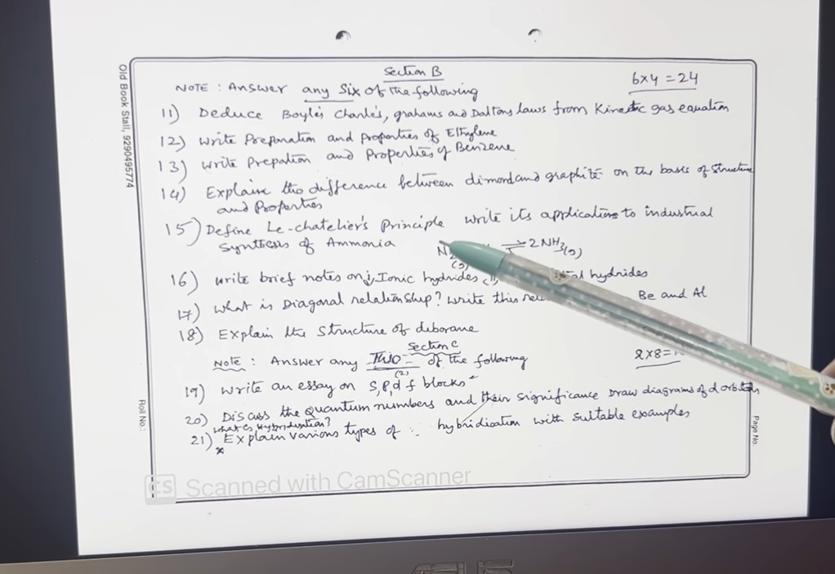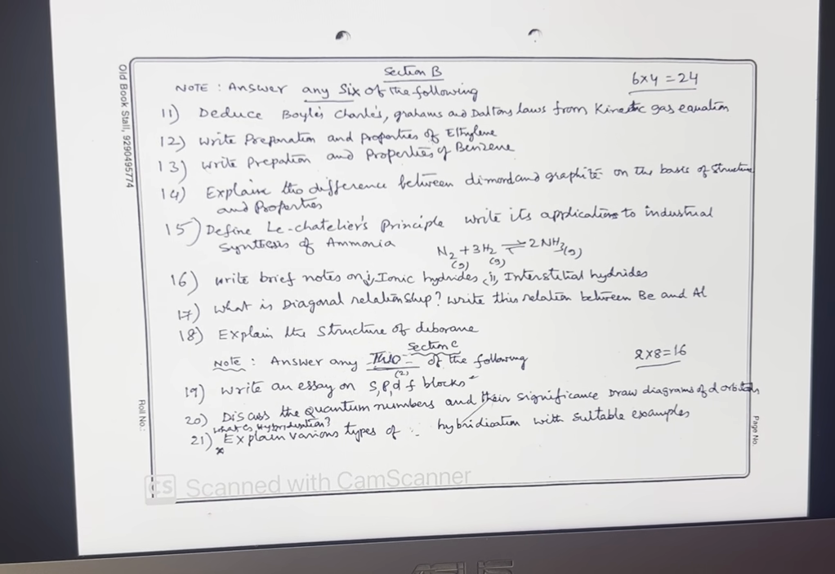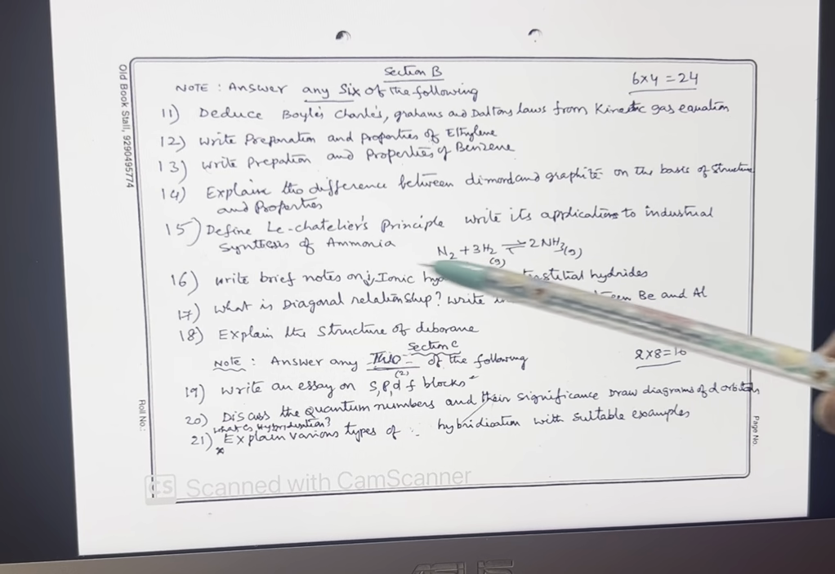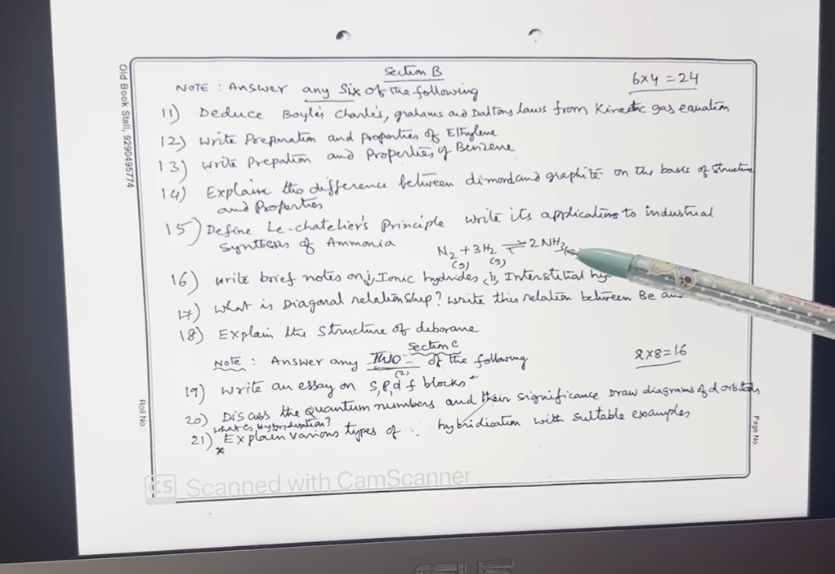Define Le Chatelier principle. Definition: Le Chatelier principle, and how it is applied in Haber's process, that is the industrial process of ammonia, N2 plus 3H2 gives 2NH3. This is called Haber's process, or the industrial process of ammonia.